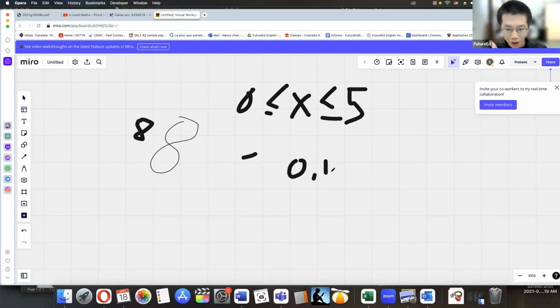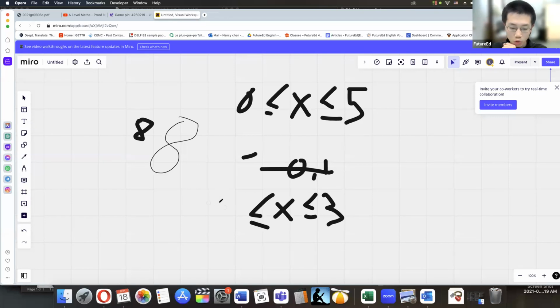You'd be better off if you just asked me, give me another condition, right? Give me a hint. Okay, so I'm going to give you another hint. I'm going to say that my x is now smaller than or equal to 3 and greater than or equal to 2.5.